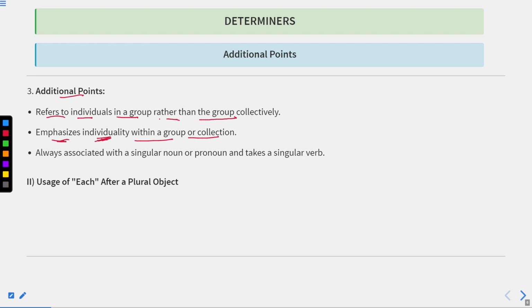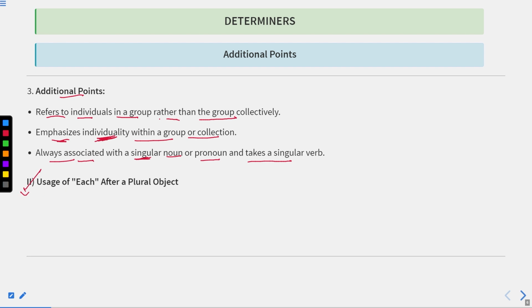Second thing, it emphasizes individuality within a group or collection. So this word does not emphasize the entire collection or the entire group, but it emphasizes the individuality of every person. It means every person is important or has their own individuality. It is always associated with a singular noun or pronoun, and takes a singular verb.